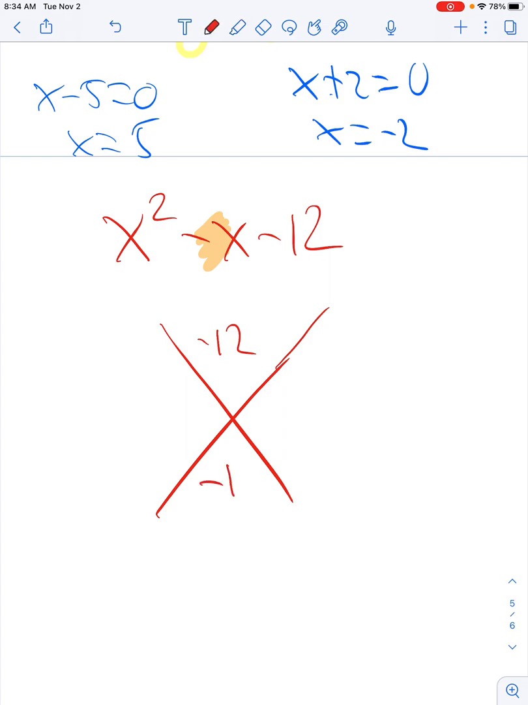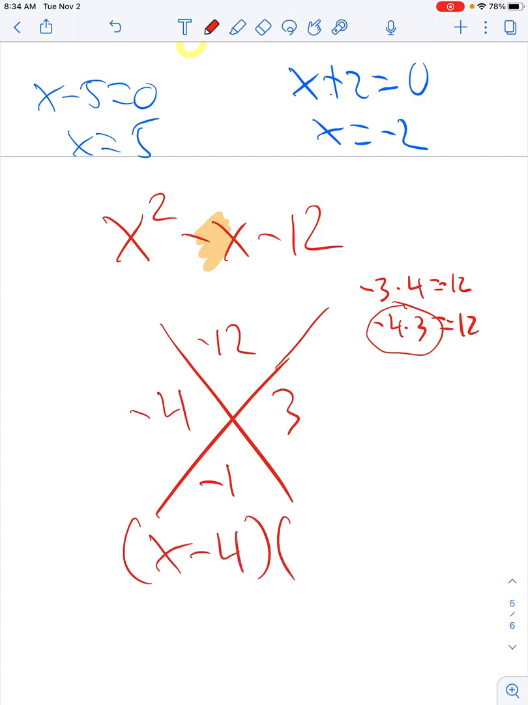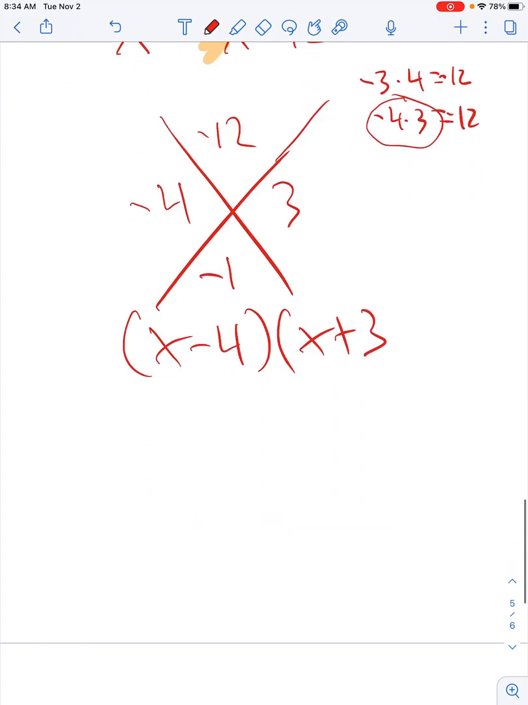So if I think about multiplying to get a negative 12, I could do negative 3 times positive 4, or negative 4 times positive 3. Either one of those gets me a negative 12. However, only one of these adds up to negative 1, and that's this one. So I would choose negative 4 and positive 3. x minus 4, x plus 3, which means my zeros would be x equals 4 and x equals negative 3.